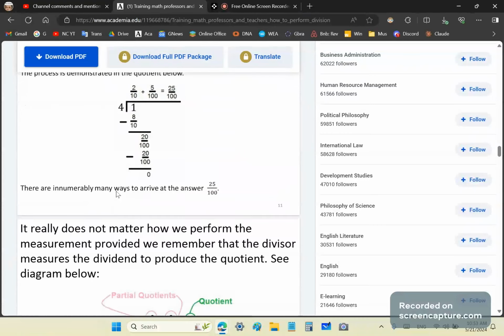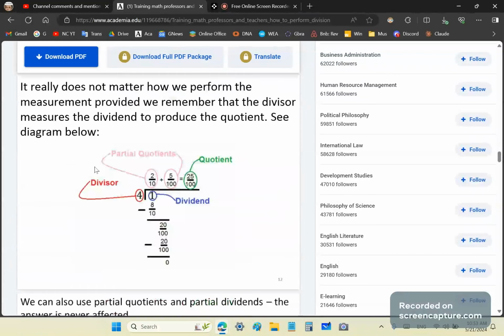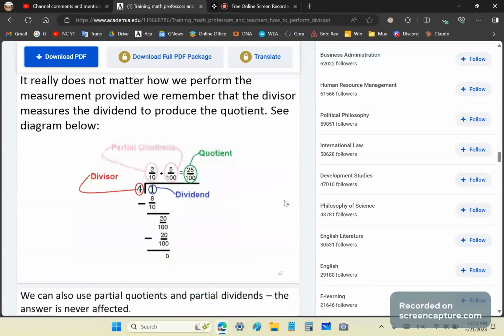It really does not matter how you perform the measurement, provided you remember that the divisor measures the dividend to produce the quotient. So here I give an example and explain what these terms mean. Sit up straight. Pay attention. 4 is the divisor. 2/10 plus 5/100 are the partial quotients. The full quotient is 25 over 100.